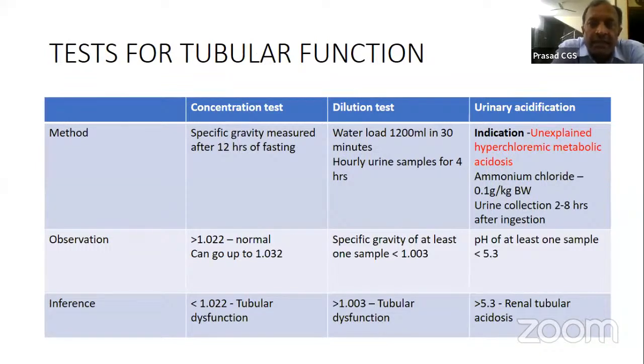Next, the other test is urinary acidification. The indication is unexplained hyperchloremic metabolic acidosis. Ammonium chloride 0.1 gram per kg body weight is given, and urine is collected 2 to 8 hours after ingestion. The pH of at least one sample should be less than 5.3. When the pH is more than 5.3, we think of renal tubular acidosis.